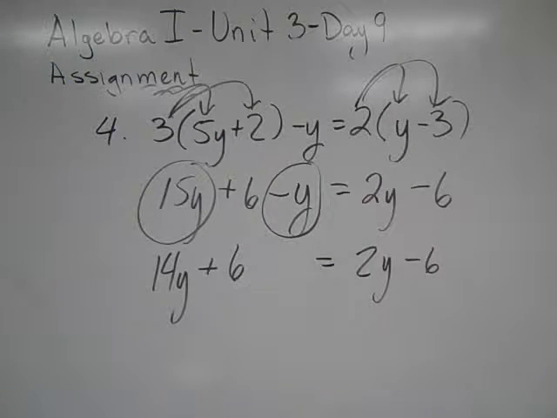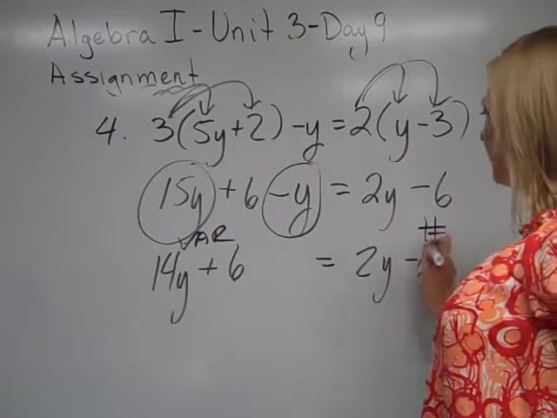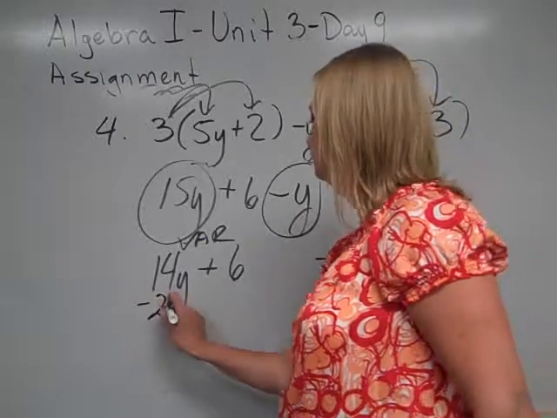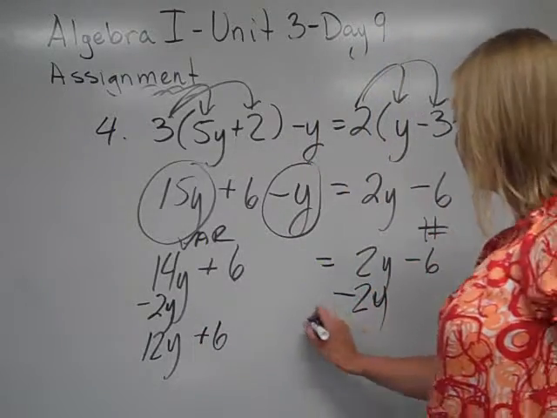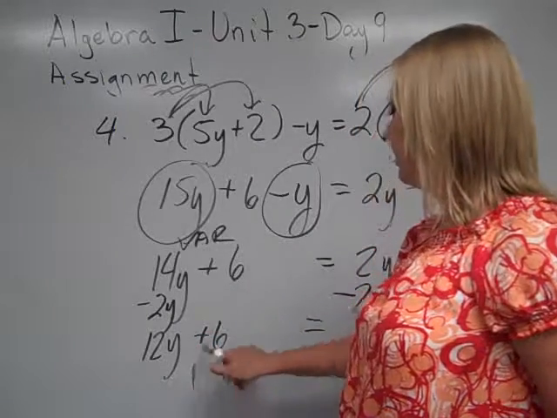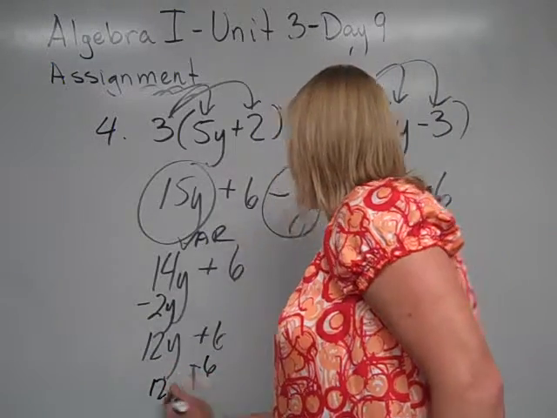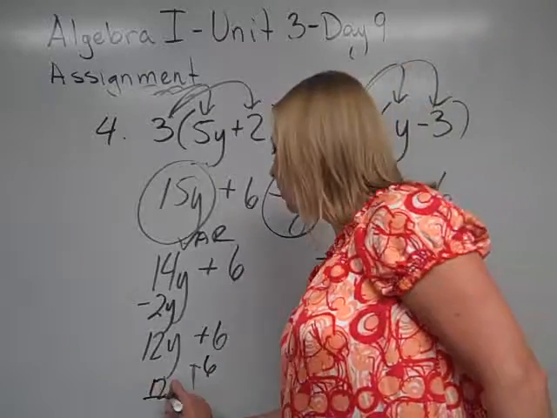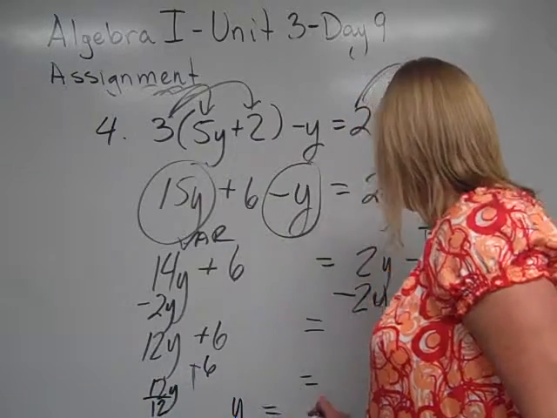All right, let's get all of our variables on one side and all of our numbers on the other side. So the opposite of plus 2y is minus 2y. 2y minus 2y is 0, minus 6. Now, let's add, the opposite of plus 6 is minus 6. So 12y is equal to negative 12. But I don't want to know about 12y, I want to know about 1y. So I divide both sides by 12. So y equals -1.